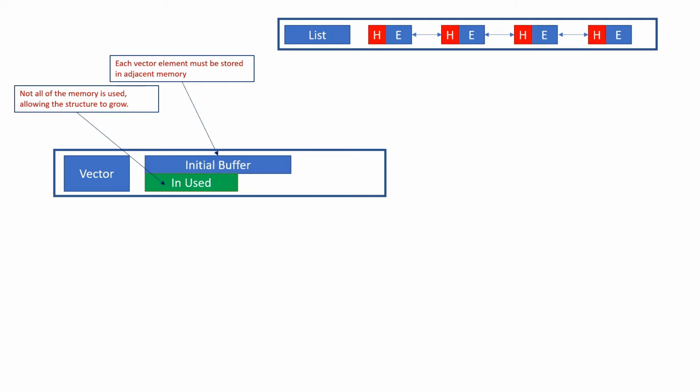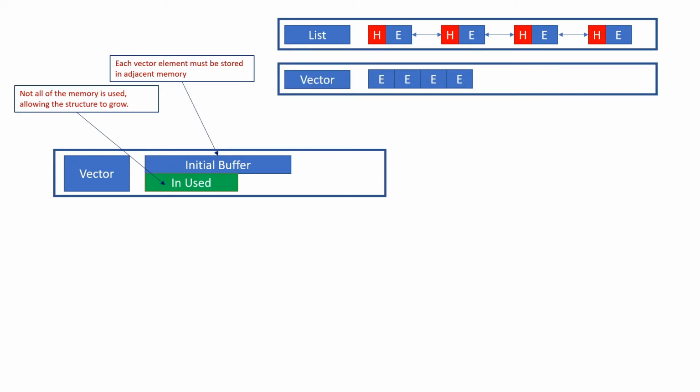Let's look at a vector of this same list. All of our elements are right next to each other. We don't have the overhead of any headers. Depending on the CPU architecture you're employing, this might make all the difference. Vectors can be vastly superior to lists.